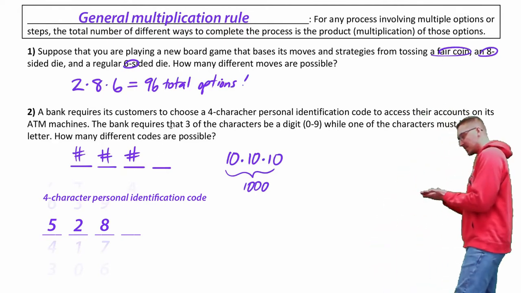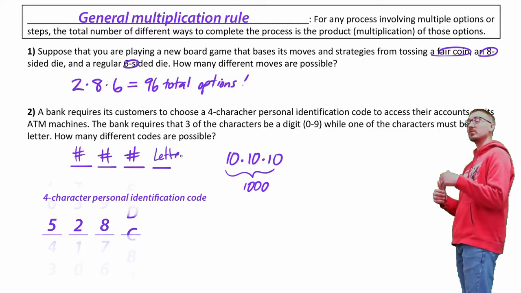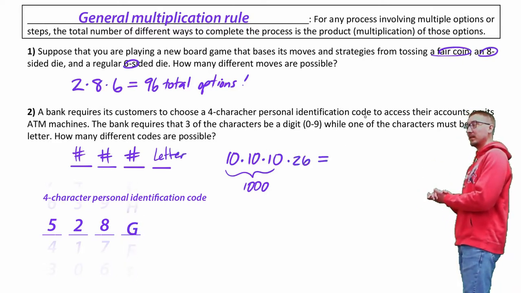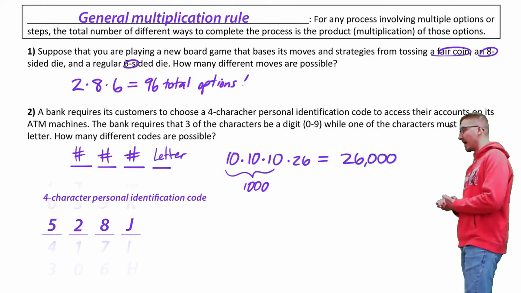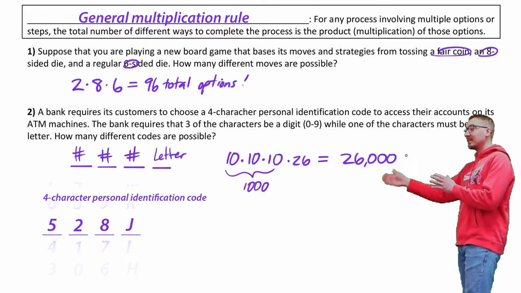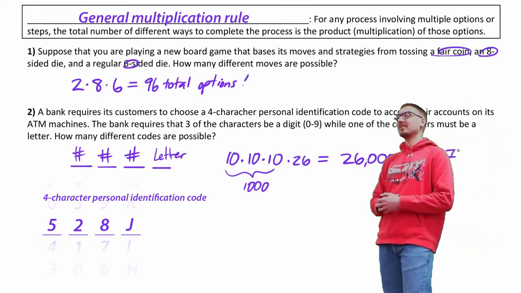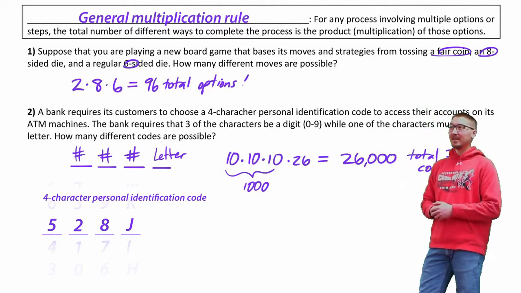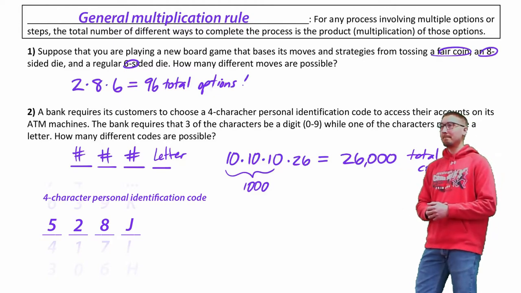But it's that last space that kind of makes things a little bit more secure, because there's a letter that goes with it. And so those 26 letters in our alphabet get multiplied by the 1,000 different digits that are possible for the first 3 spots. And so you have 10 times 10 times 10 times 26, which is 26,000 different ID codes. That's a lot. It's still not as many as you would maybe need for a bank or a company that has a lot of people working with them.